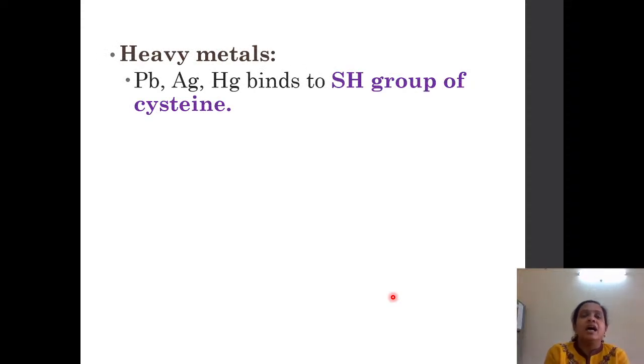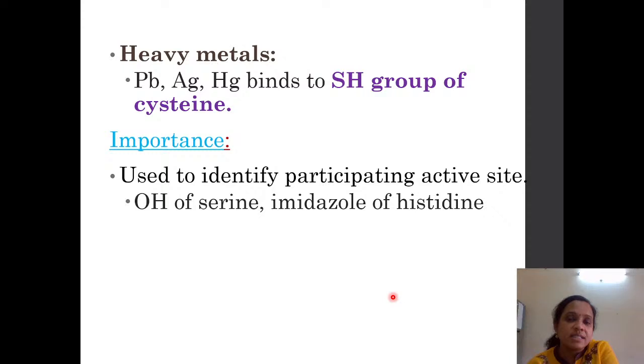Heavy metals like lead, arsenic and mercury, why are all of them toxic to the body? Because they bind to the SH group of the cysteine. What is the importance? It is very important. From these inhibitions you have learned that the active site will be having cysteine, or serine, or the imidazole group of the histidine. So to identify the participating amino acids present in the active site, that is the main importance of the group specific type of enzyme inhibition.